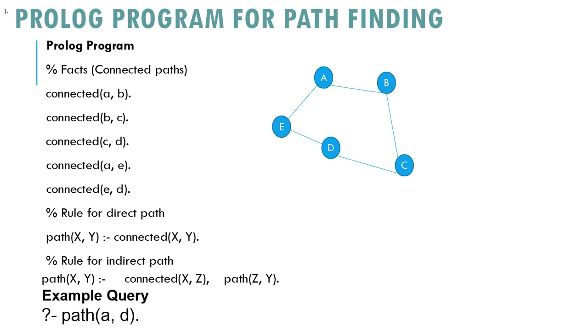Prolog first checks for a direct connection. Since there is no direct path from A to D, it searches for an indirect path. It finds that A is connected to E and E is connected to D. So Prolog returns true. This program shows how Prolog uses recursion and logical reasoning to solve path-finding problems.